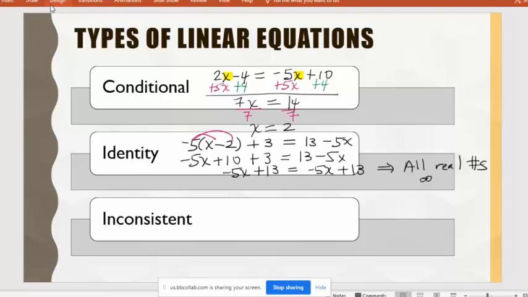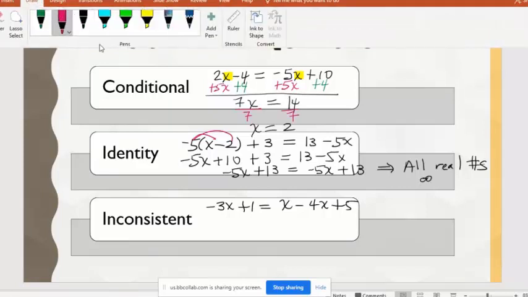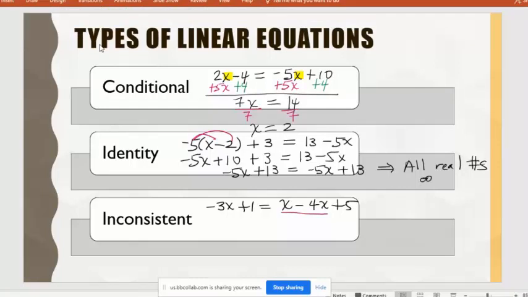Well, one other, inconsistent. If you have an equation that looks like this, negative 3x plus 1 is equal to x minus 4x plus 5. We try to simplify. We try to solve for x. That's our goal for any of these. And I combine like terms on the right. Okay, so the left-hand side currently stays the same. The right-hand side, x minus 4x, is negative 3x, isn't it? Bring down the plus 5.